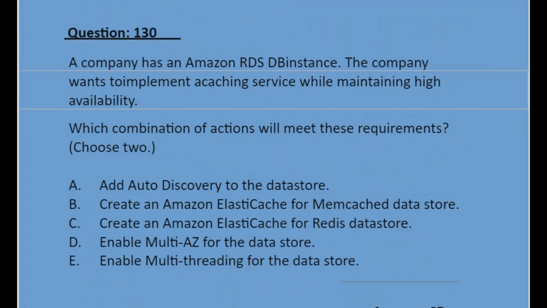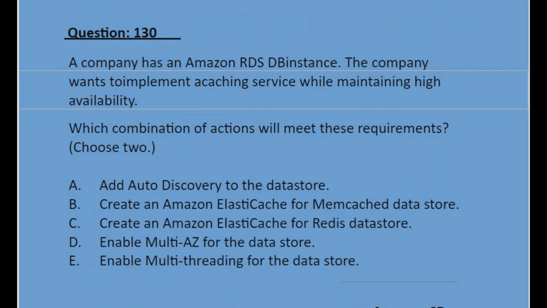Question is, a company has an Amazon RDS DB instance. The company wants to implement a caching service while maintaining high availability. Which combination of actions will meet these requirements?